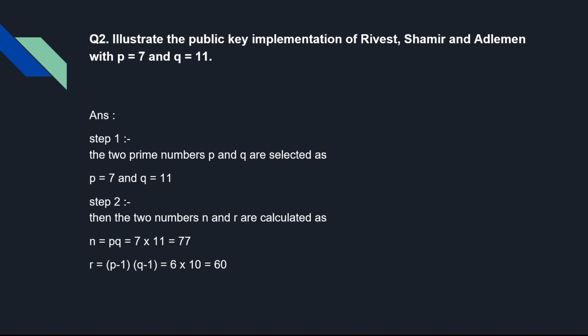Now moving to our second question, that is, illustrate the public key implementation of Rivest, Shamir and Adleman with P equal to 7 and Q equal to 11. So our answer begins with step 1, that is, the two prime numbers P and Q are selected as P equal to 7 and Q equal to 11. Step 2 will be, the two numbers N and R are calculated as N equal to P into Q, that is 7 into 11, that is 77, and R equal to P minus 1 into Q minus 1, that is 6 into 10, and the answer is 60.